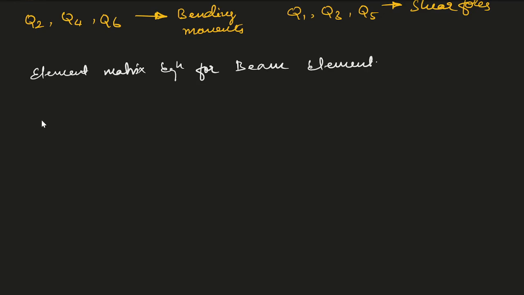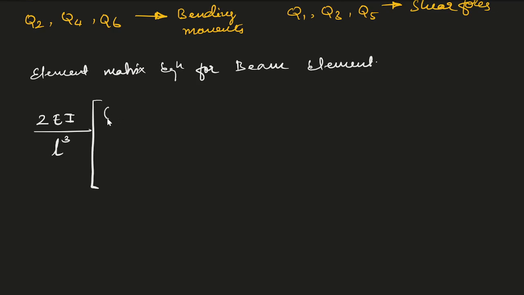Okay, so it starts with 2EI. E is the Young's modulus, I is the moment of inertia, 2EI divided by L cube. L is nothing but the length of the element. Since we have 2 degrees of freedom, each node will have 2 degrees of freedom, so it will be a 4 by 4 matrix.